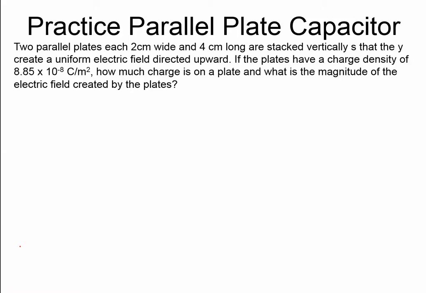Okay, so let's do a second practice problem here with parallel plate capacitors. Again, you should be doing this along in your notes so that you have it when you go to do your problem set. This one says 2 parallel plates, each 2 centimeters wide and 4 centimeters long, are stacked vertically, it should say, so that they create a uniform electric field directed upward. If the plates have a charge density of 8.85 times 10 to the negative 8 coulombs per meter squared, how much charge is on a plate? And what is the magnitude of the electric field created by the plate?